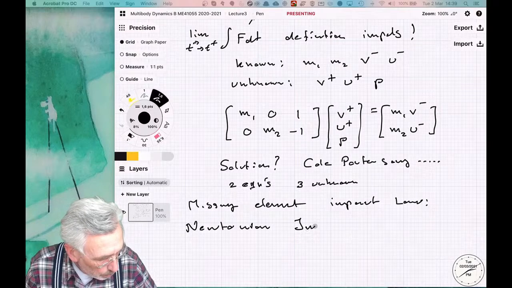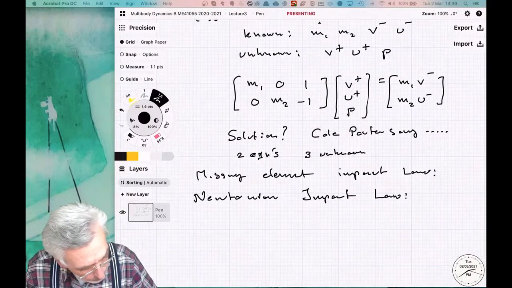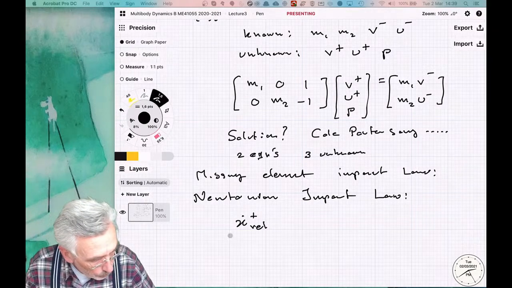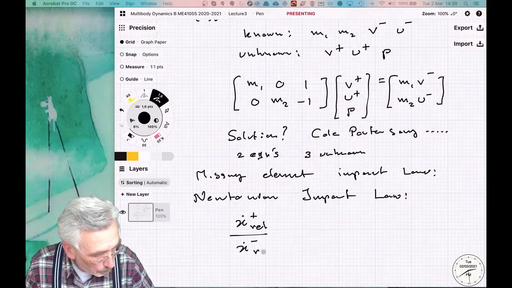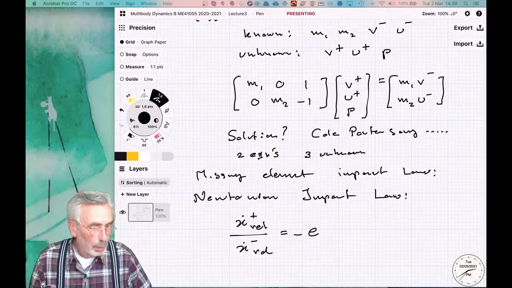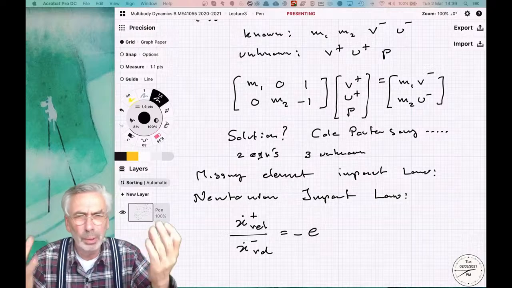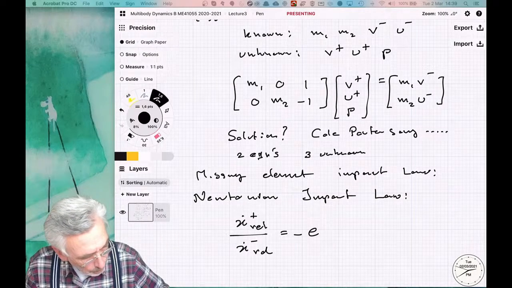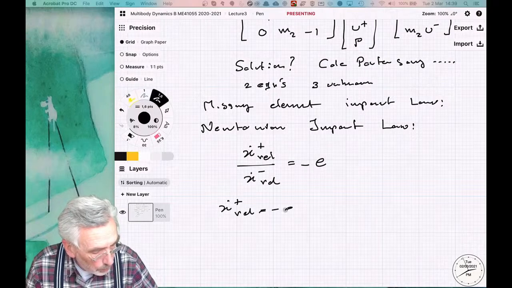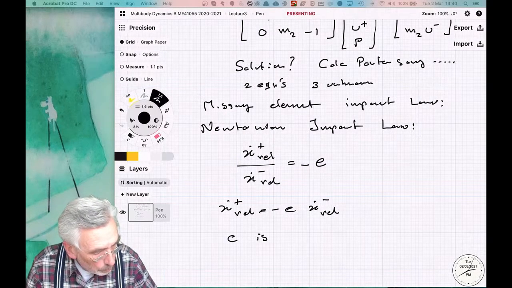In our case, it's the Newtonian impact law, and it goes like this. It says that the relative velocity after impact, in ratio to the relative velocity before impact, is in a given ratio, E, and we use the minus. Why? Well, because with the sign convention, if we call this plus, then this will be minus, right? So we need a minus. Otherwise, this constant becomes negative, and it's awkward to have a negative constant. So we could say that the relative velocity after impact is minus E times the relative velocity before impact. And this value of E is a material constant.